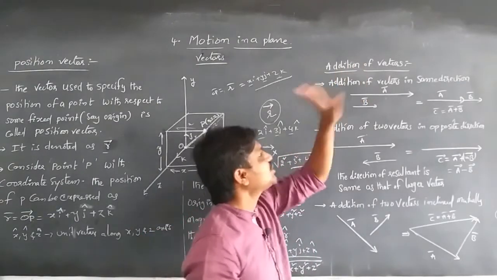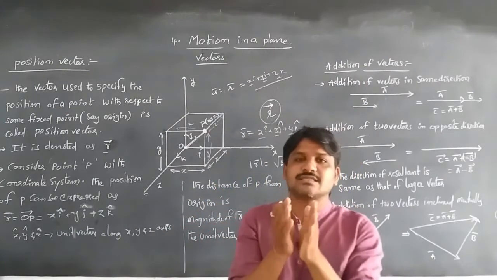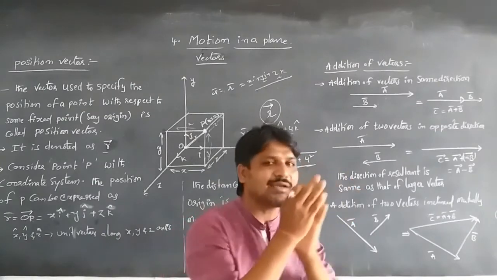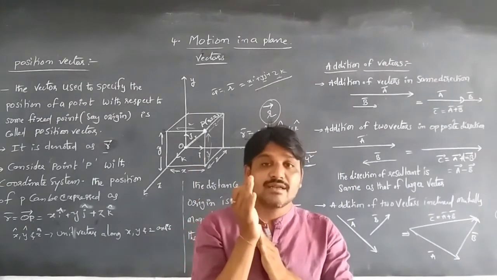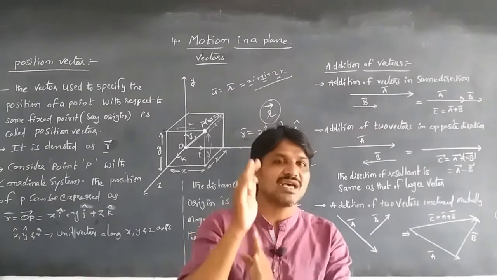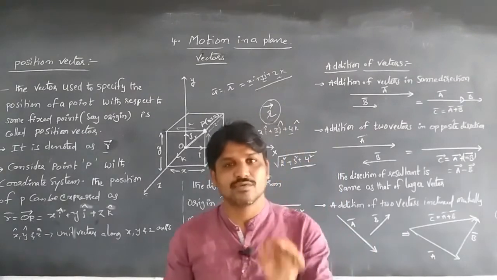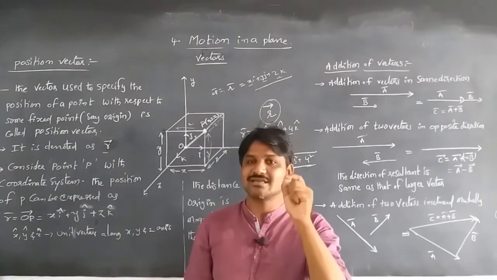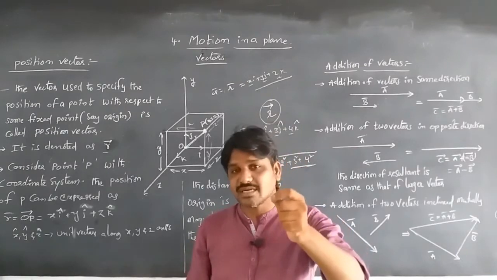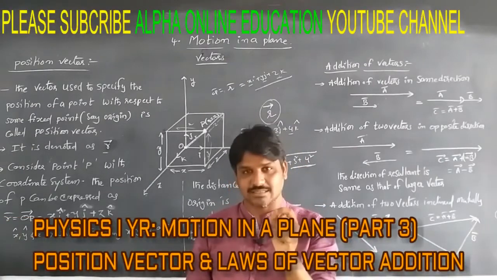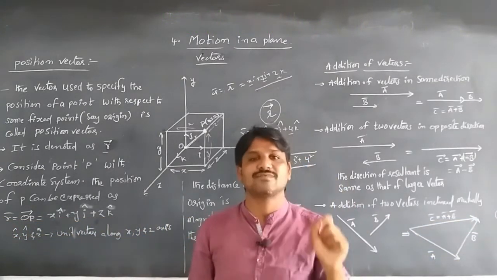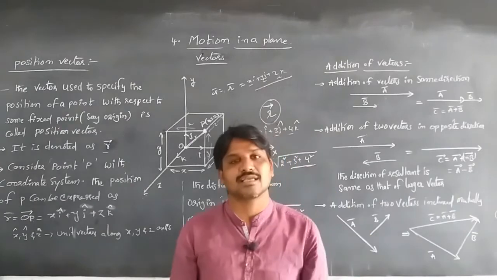Here the addition of vectors means, if two vectors are traveling in the same direction, they can be added, and the resultant direction will be in the direction of the larger magnitude vector. We should remember that one. After adding, the resultant direction of the vector is in the direction of the larger magnitude vector.